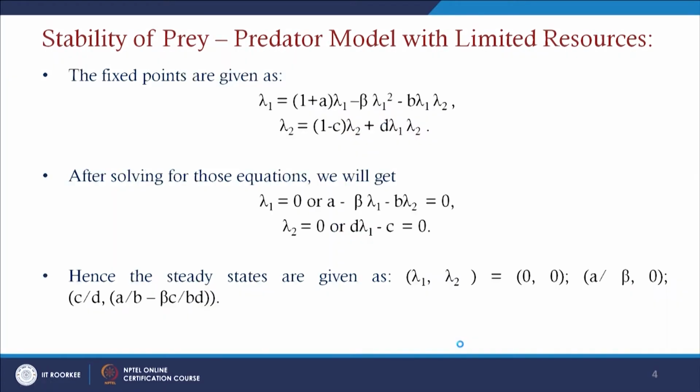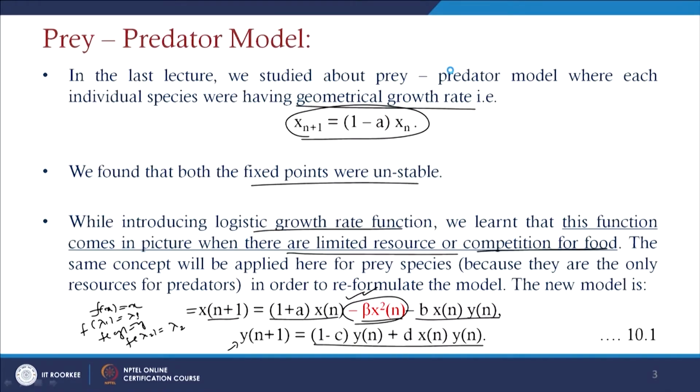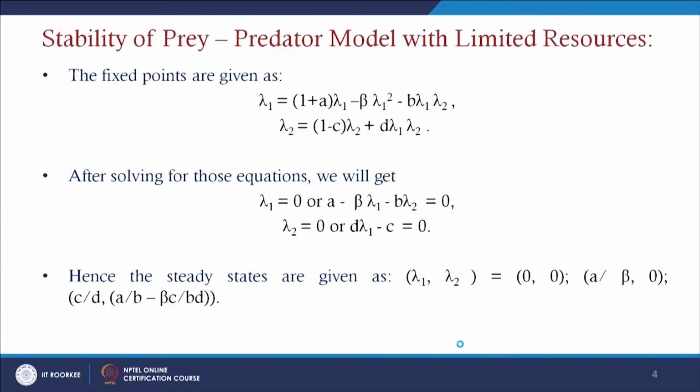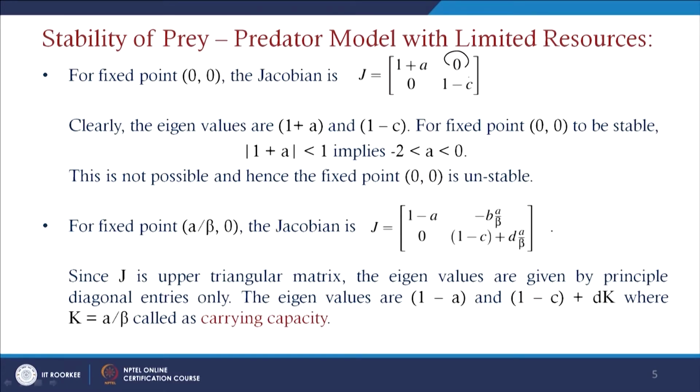Similarly, for the second equation, if you differentiate this with respect to x, then you will have the term d y_n here, and if you differentiate this with respect to y_n, it will give you 1 minus c plus d x_n. So, 1 minus c plus d x_n, since x_n equals 0, it is just giving you 1 minus c. Clearly, the eigenvalues are nothing but 1 plus a and 1 minus c here, since these are the diagonal entries only.